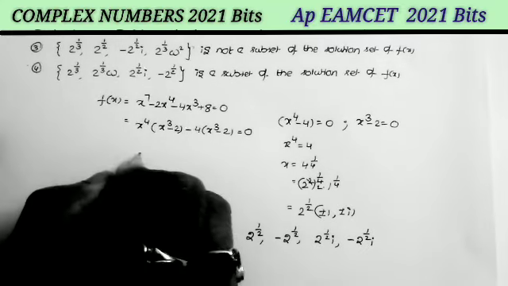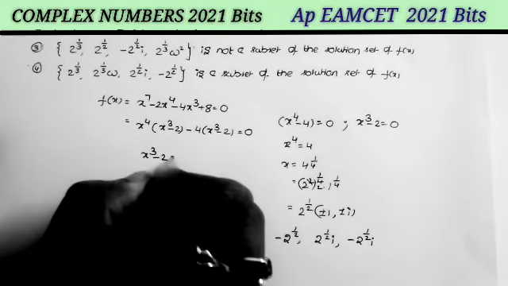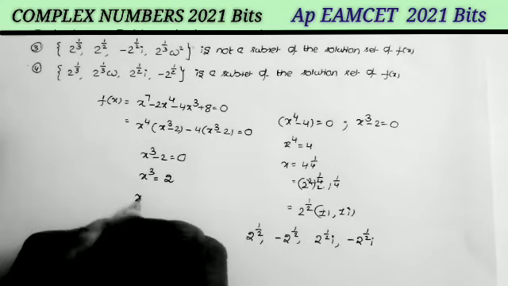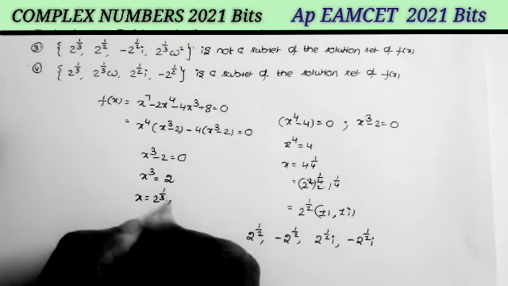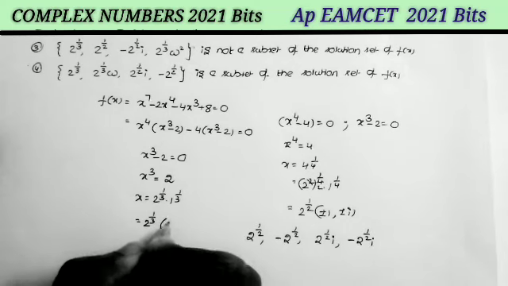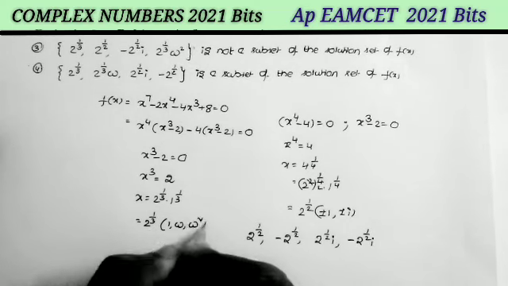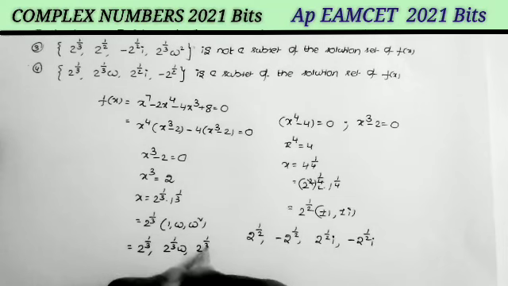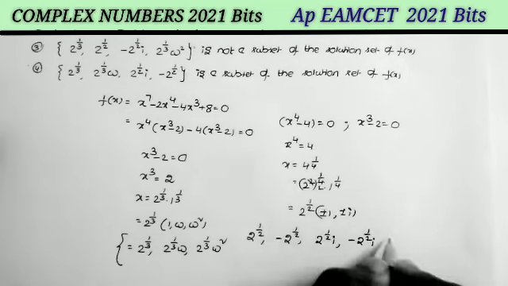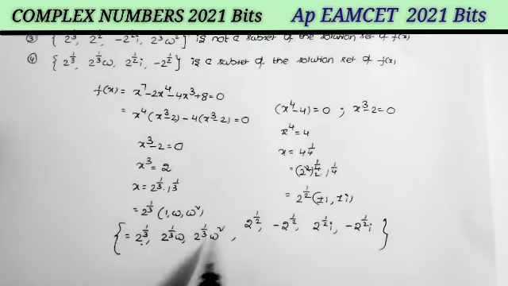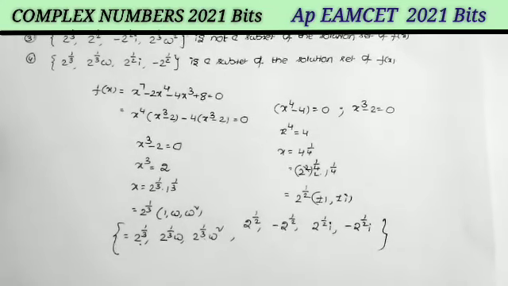Now finding the solutions of the second equation. What is the second equation? Here we have x cube minus 2 is equal to 0, then x cube is equal to 2, then x is equal to 2 power 1 by 3 into 1 power 1 by 3. 1 power 1 by 3 means the roots are the cube roots of unity, which are nothing but 1, omega, omega square. So the roots are 2 power 1 by 3, 2 power 1 by 3 into omega, and 2 power 1 by 3 into omega square. Now this is the solution set of the given equation. In the solution set we have the values 1, 2, 3, 4, 5, 6, 7. So this is the solution set.